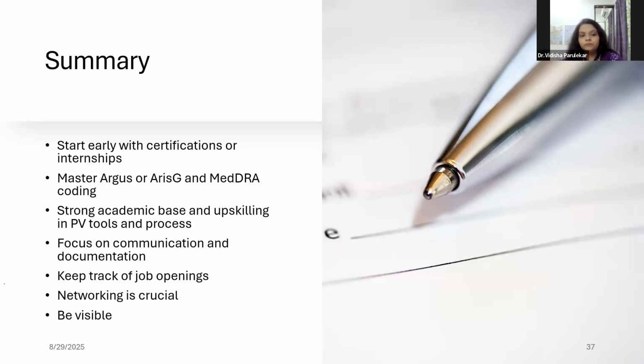Then also be visible. That's very important. Do something, like I said, present a particular research of yours, or publish a research of yours. There are a lot of groups and a lot of social media, so you can even post something related or write something related, like a blog post or something. So be visible. That's very important.